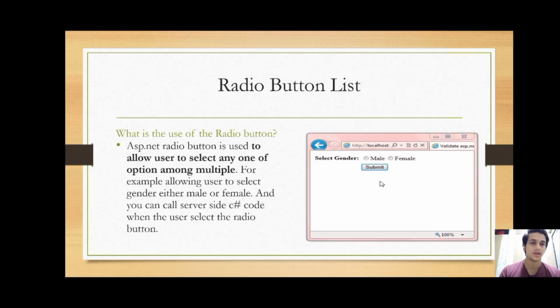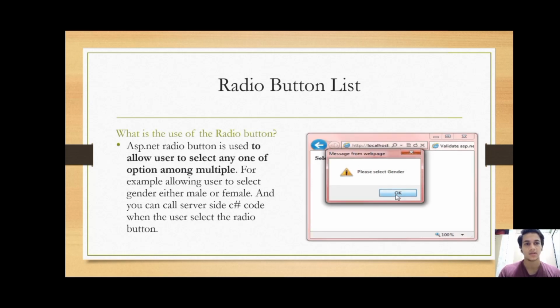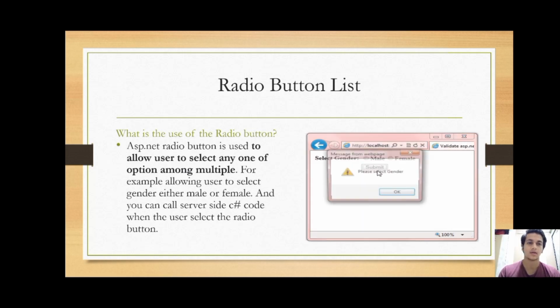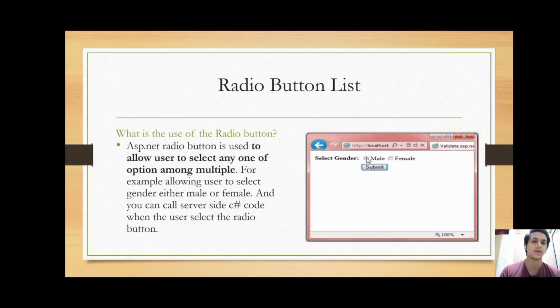As you can see in the example, the user has to select between male or female, any one of them, and not both of them, or not even none of them. You have to select at least one to submit and move on.